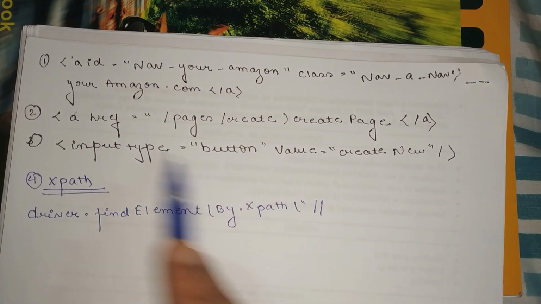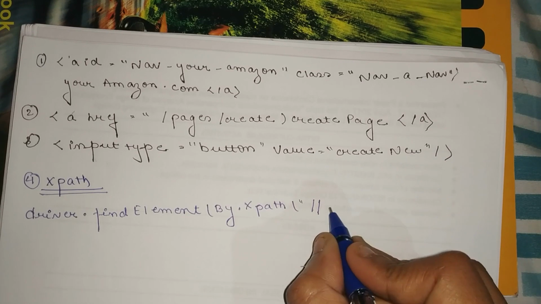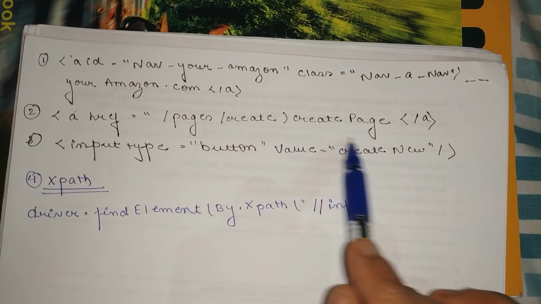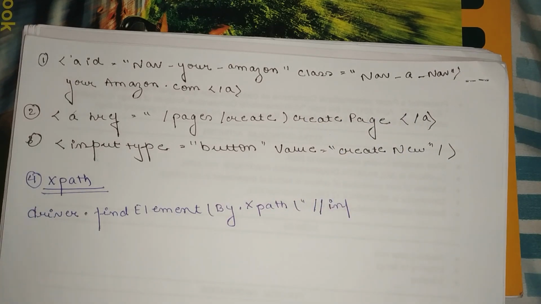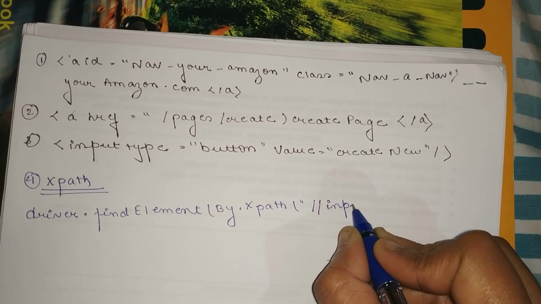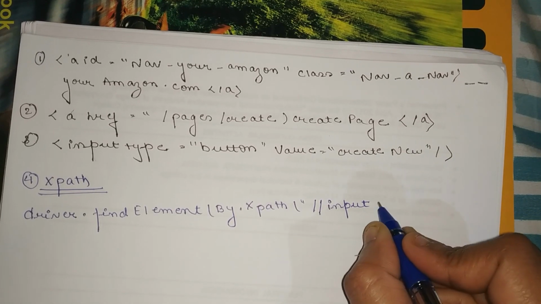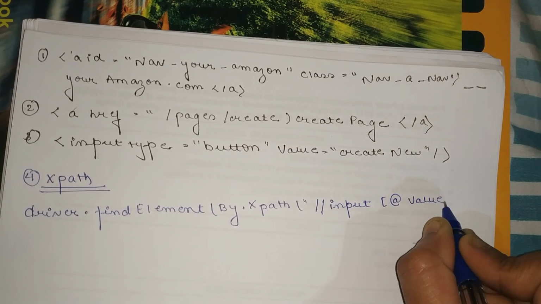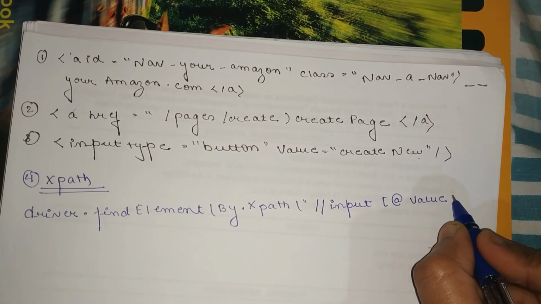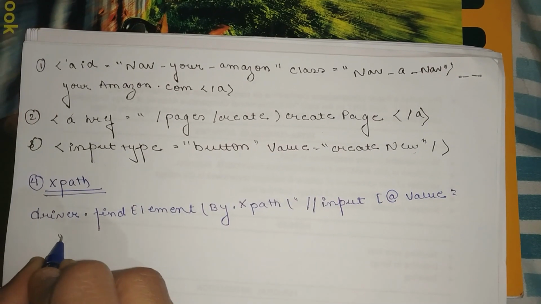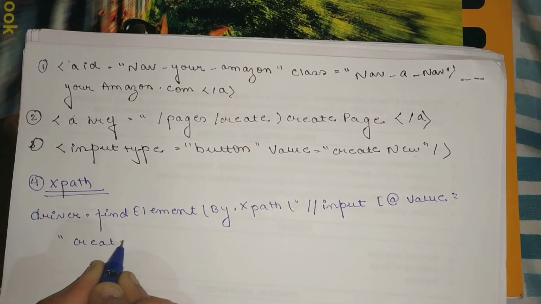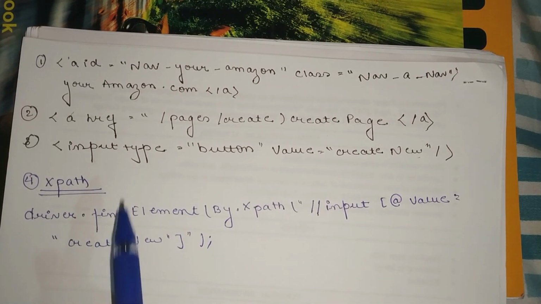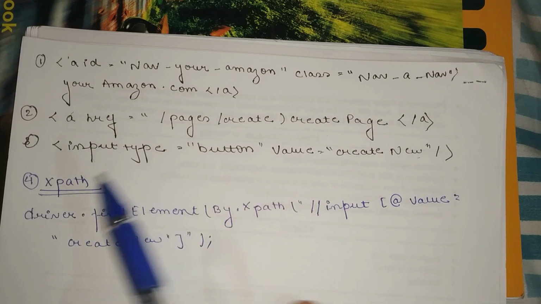See, this is input. Okay, this input I am writing. Sometimes we can write XPath using the visible text. As I told you, this is visible text, so we are using the text. So here I am using input, then at the rate, and then value. Value is create new. This is the XPath of this HTML code using the XPath locator. Okay.